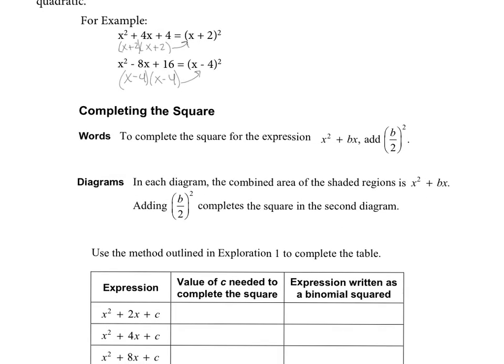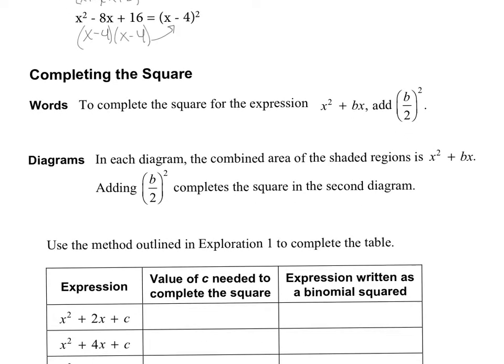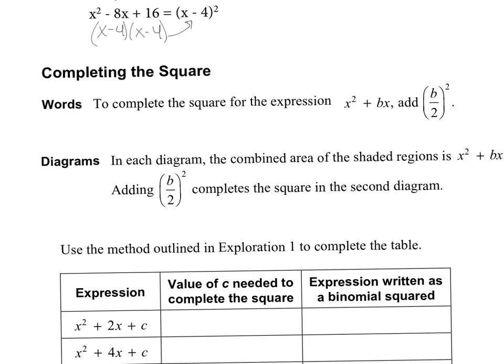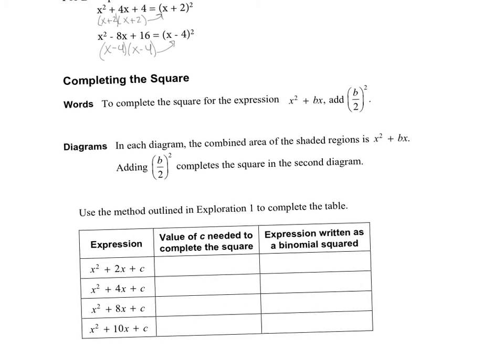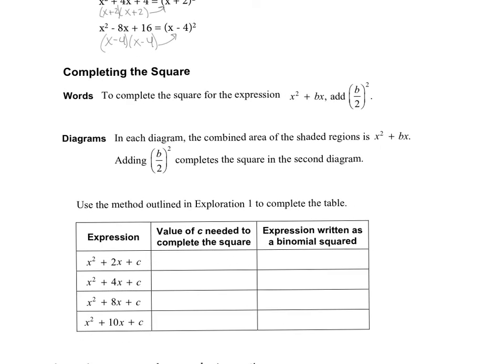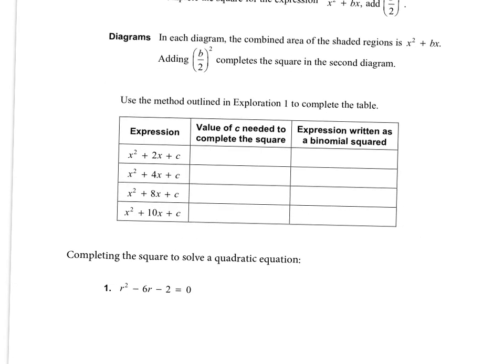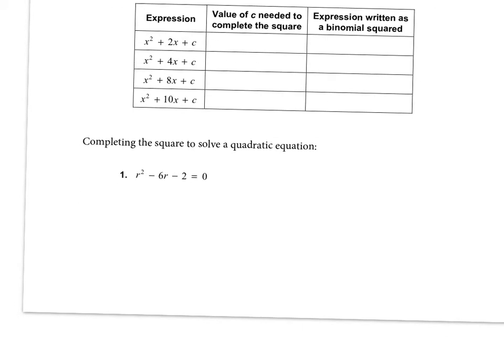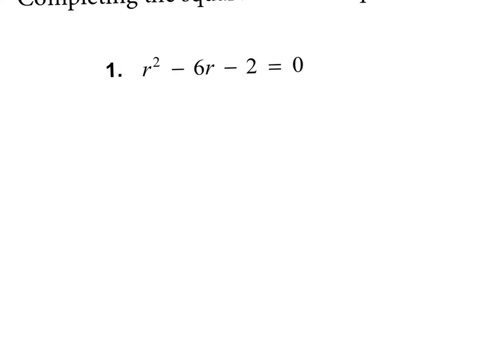So how do we do that? Well, quadratics are written in the form ax squared plus bx plus c. In order to get it into a perfect square trinomial, we're going to remove the c and put in its place this piece right here. It's best if I just show you an actual example. We'll come back to this table in a second, but we're going to look at this problem right here.